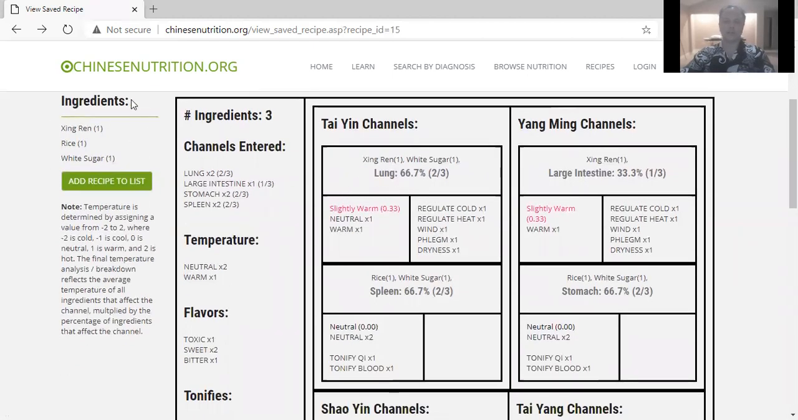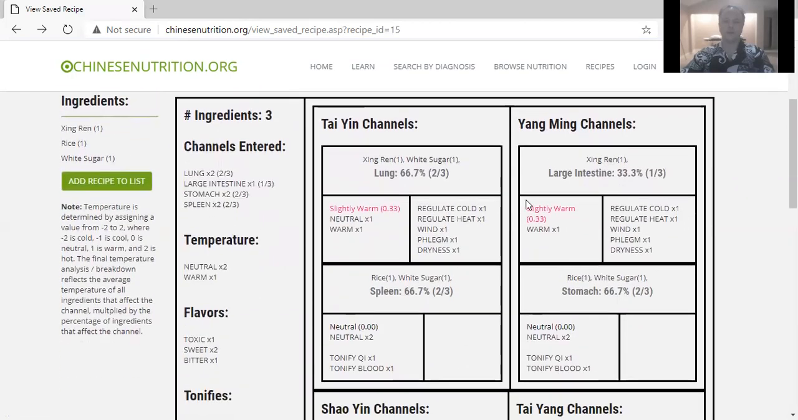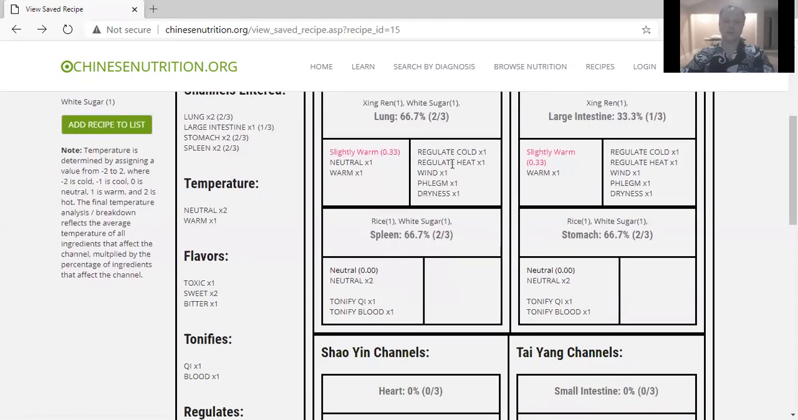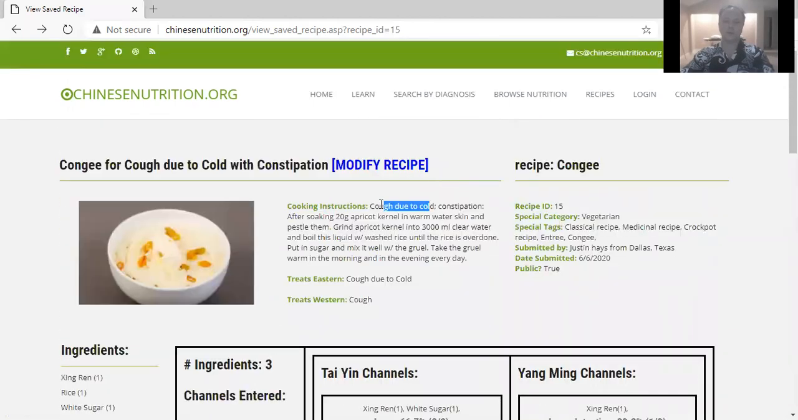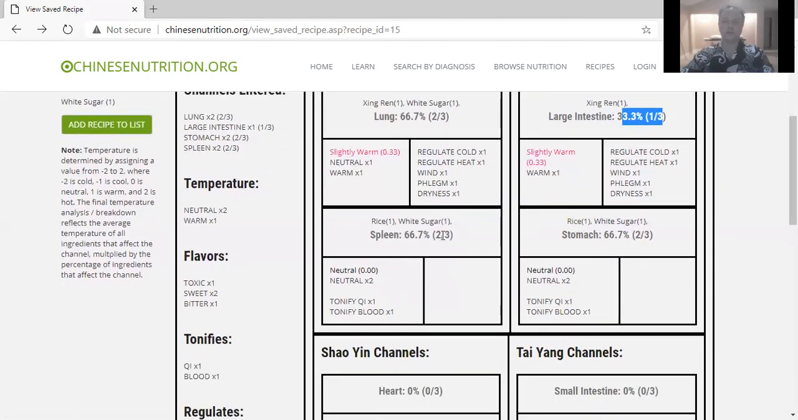But just analyzing this recipe, we could say, why would it be good for cough due to cold with constipation? Okay, let's take a look. So large intestine, slightly warm, regulates cold, heat, phlegm, and dryness. Lung, slightly warm. So cough due to cold, right? Slightly warm to the lung, regulates cold, heat, wind, phlegm, and dryness. So 2 out of 3 ingredients are going to the lung. 1 out of 3 is going to large intestine. So right there, that's looking like it's helping with digestion.